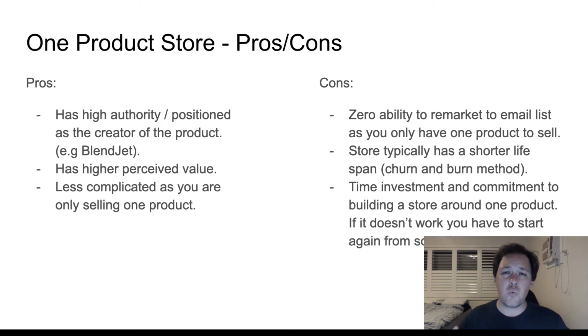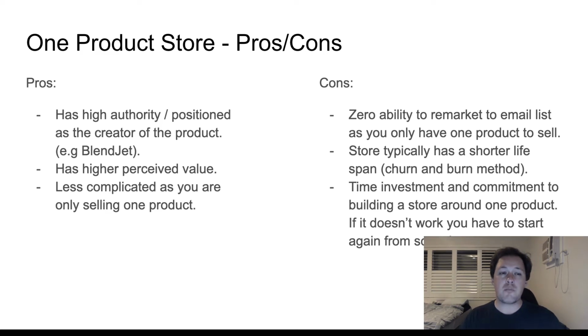So the pros of a one product store is they have a high authority because they're positioned more than not as the creator of a product. So think about BlendJet. BlendJet is a one product store. Now they sell blenders, right? But they position themselves to be the creator of this blender, okay? So that increases the perceived value, and that also allows them to increase the price which they sell that blender for.